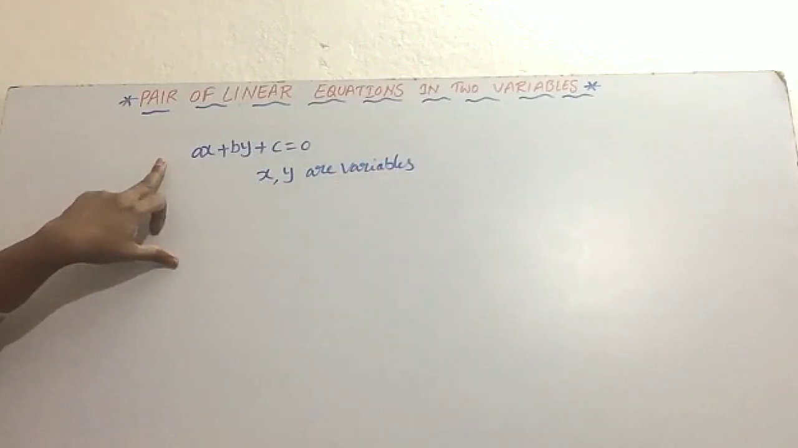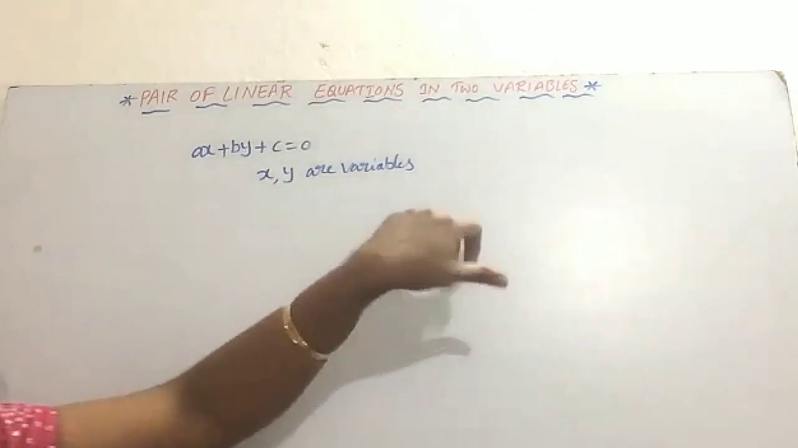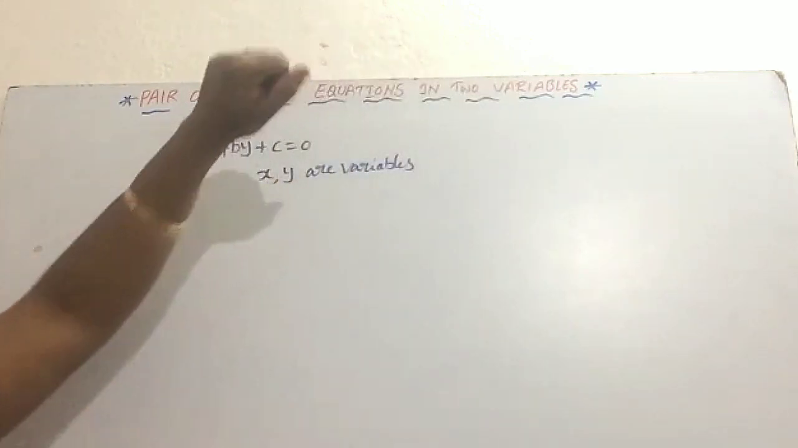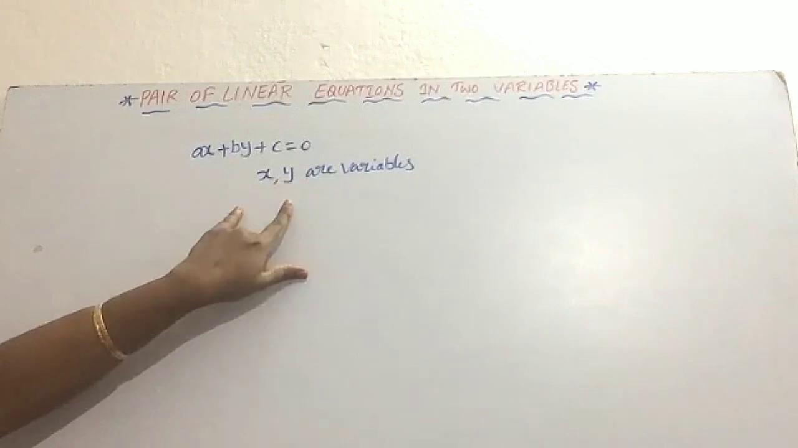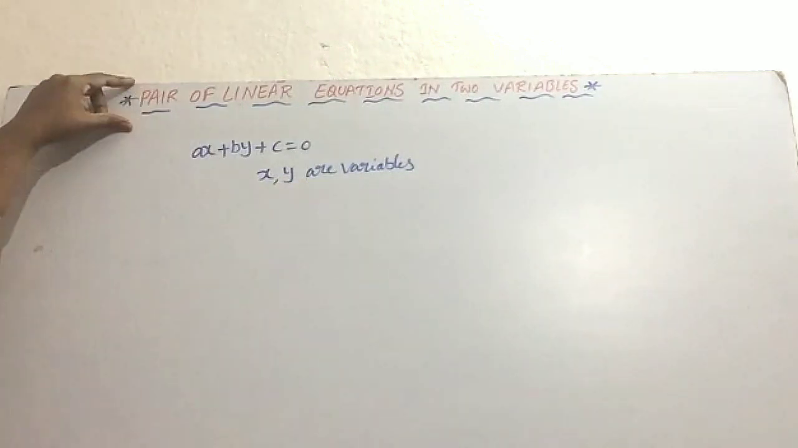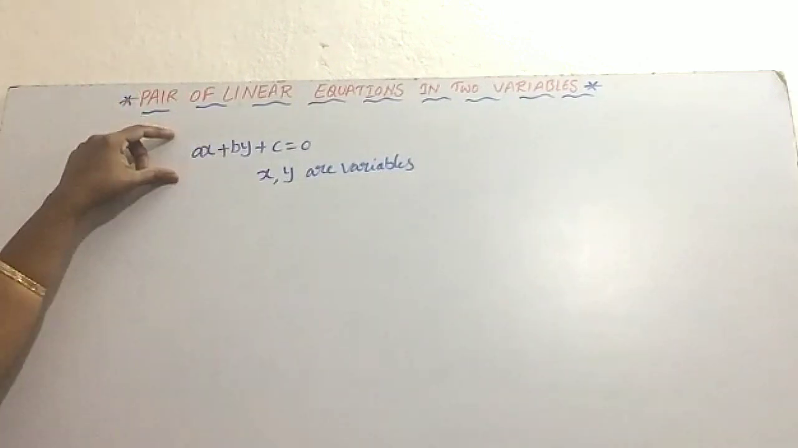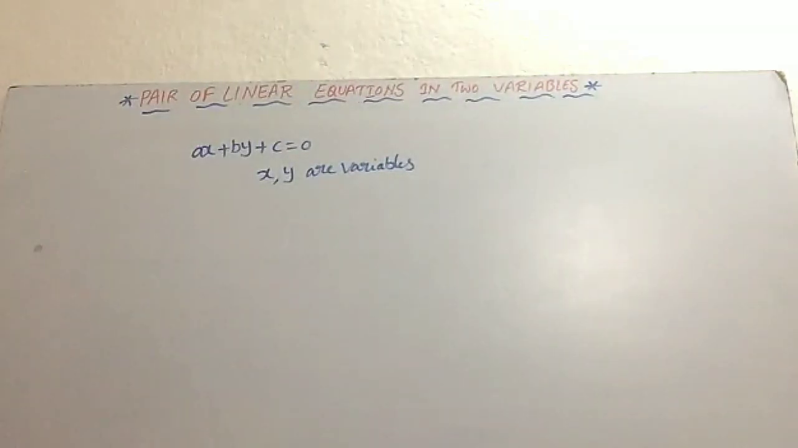This is the single linear equation. In this linear equation, x and y are variables. Now here we have a pair of linear equations in two variables. Variables are two, but here we have two equations. So in the last year you observed.